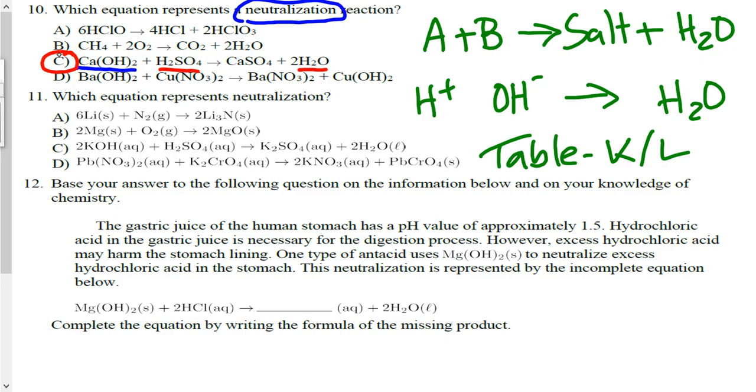You can also eliminate option A because it didn't form any water, right? Option D as well didn't form any water. Option B seems like it forms water, but O2 is not a base or acid. CH4 is not an acid or base. So these options don't make sense. So we can use the process of elimination. The best way to solve this question is to use reference tables K and L.